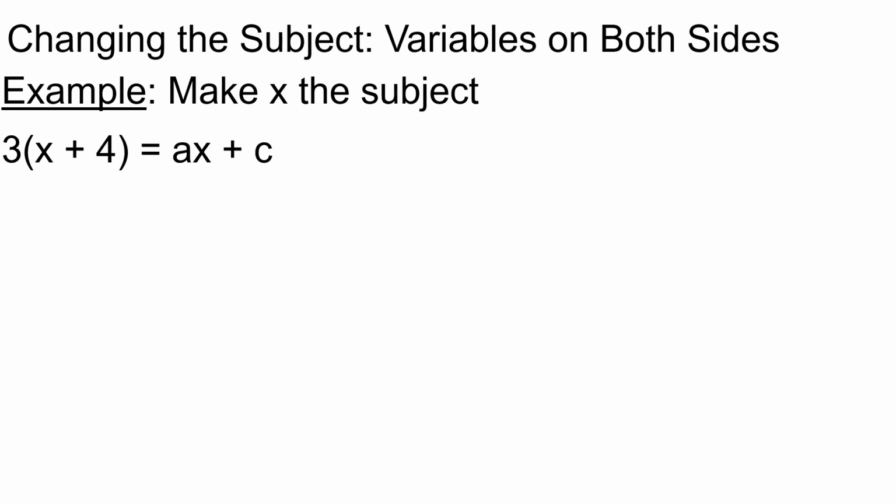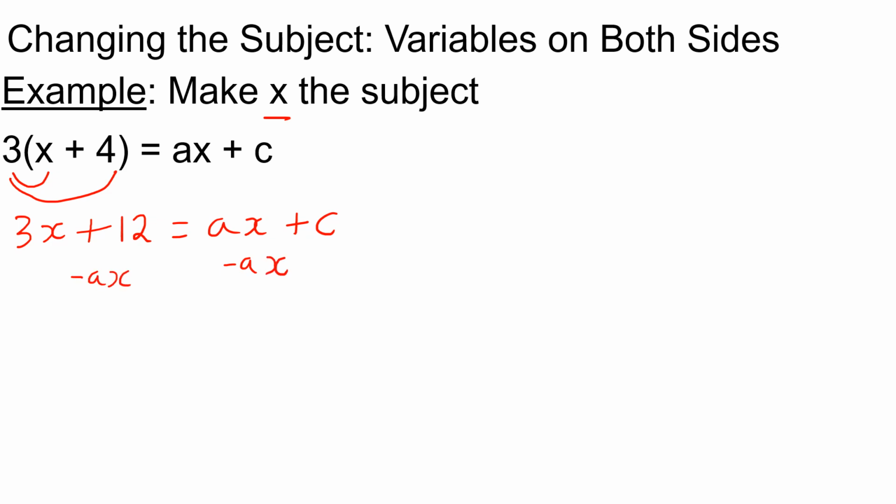The problem is there's a bracket on the left hand side, so I'm first going to expand. 3 times x is 3x, 3 times 4 is 12, so I have 3x plus 12 equals ax plus c. Because I want to make x the subject, I'm going to get all of the x's onto one side of the equation. I'm going to take all the x's over to the left hand side. To do that, I'm going to take away ax from both sides, so that on the left hand side I have 3x take away ax plus 12, and that equals c.